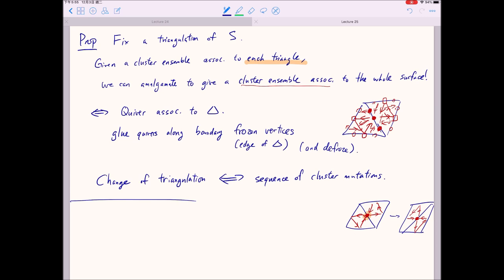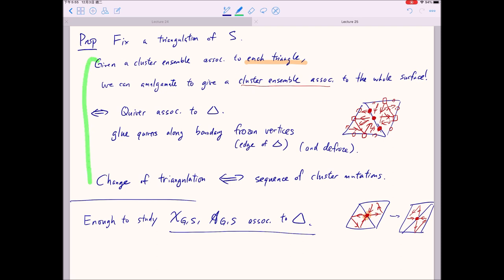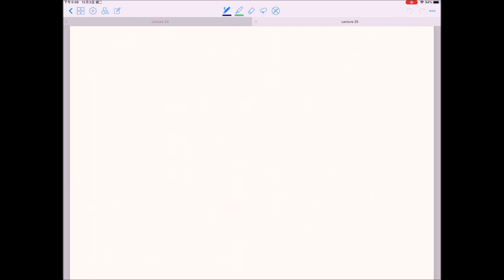So with this observation, it is enough to study the X and A varieties associated to a single triangle. Once we know the description of the coordinates associated to a triangle, then we can use this gluing process to glue all these X and A cluster variety pieces into the thing corresponding to the whole surface. So we just need to focus on the triangle case, which means a disk with three marked points and no punctures. So from now on, our surface S will be a disk with three marked points, which means a triangle.